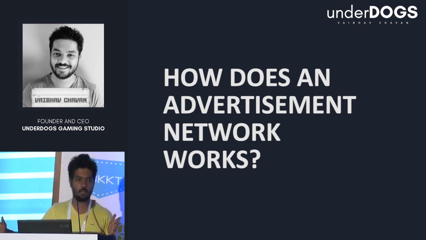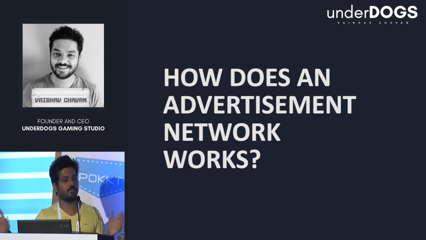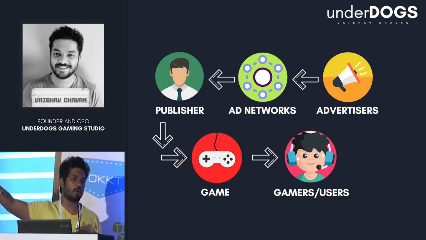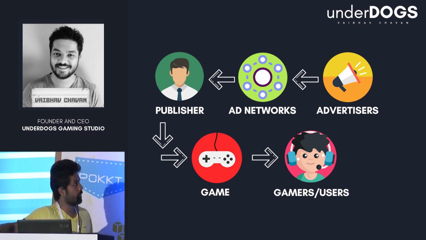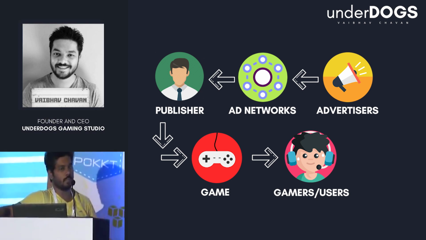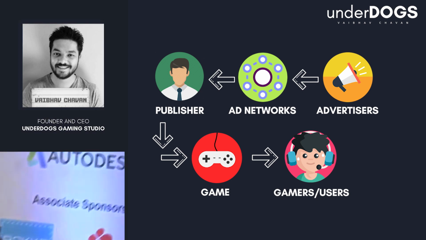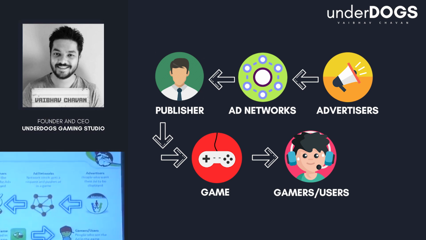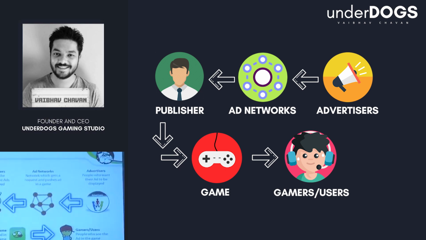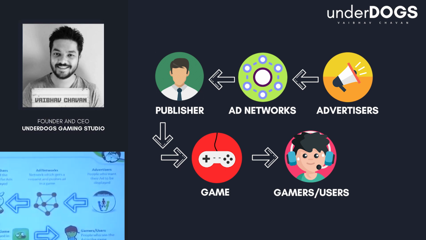Now, how does an ad network work? Here's a small flowchart that I've created. On the top right corner, you can see the advertisers. These are the people who want their ad to be displayed in the games. Let's say in this example, there are two advertisers. Yamaha and Samsung are interested in showing their ads to people. In the middle is an ad network. The objective of the ad network is they take ads from advertisers and they show the ads to the users through the game by analyzing the kind of user.